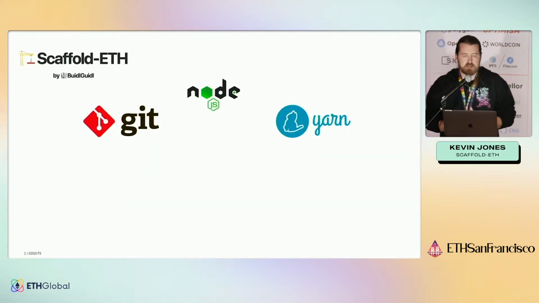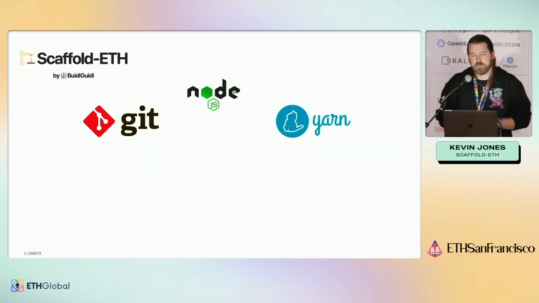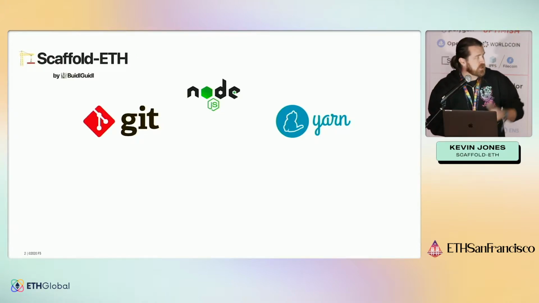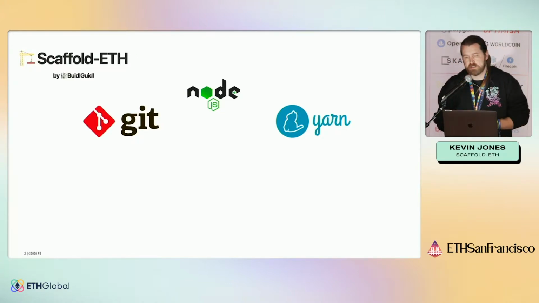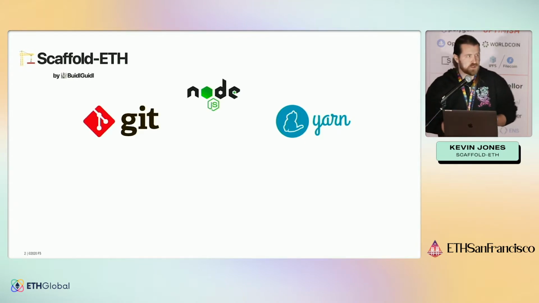Scaffold-ETH is, again, this awesome toolkit. If you want to get started building on Ethereum, it's really the de facto way to have everything up and running in a localized development environment. These are what you need to get started, to be able to check out the repository. Obviously, it's in Git, open source. You need Node.js, at least version 16 or above. I would recommend just getting the newest version, which is 18. And then you need to have Yarn Package Manager.